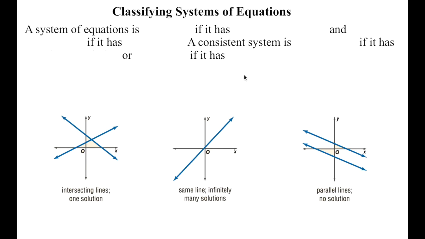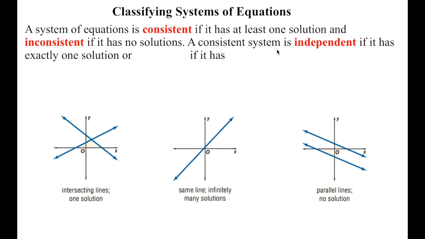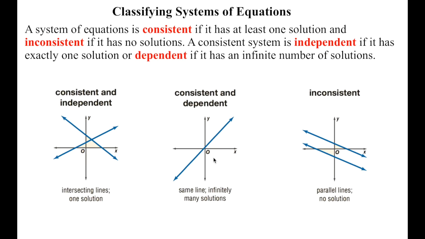So here's our vocabulary for this lesson, and we're going to classify different systems of equations. We say that it's consistent if it has at least one solution. If it doesn't have at least one solution, we say that it's inconsistent, meaning there are no solutions. Now, consistent systems we break down further into dependent and independent. We say that it's independent if there's exactly one solution, and it's dependent if it has an infinite number of solutions.